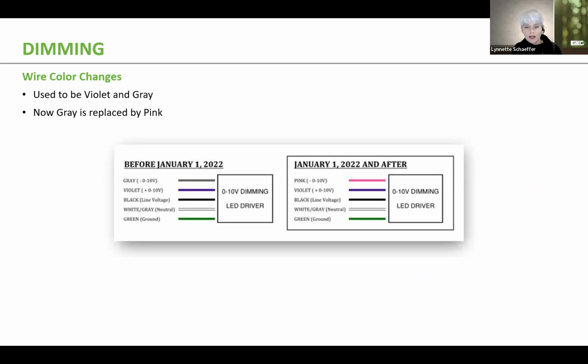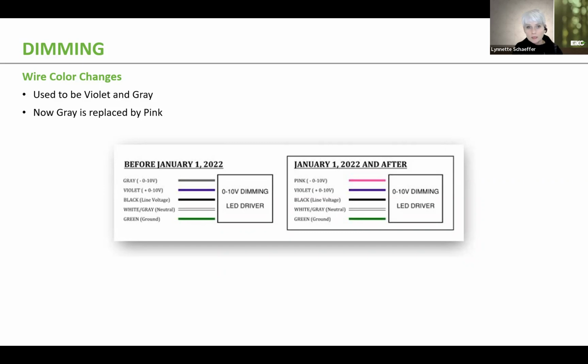Now the gray is actually replaced with pink. Just as a side note, it's very important to know that typically, when you look at fixtures, you will see if it's 0 to 10 volt, because coming out of the fixture, you'll actually see 2 additional wires that are now gray and pink. And that's a pretty good giveaway that it's going to be 0 to 10 volt dimming.